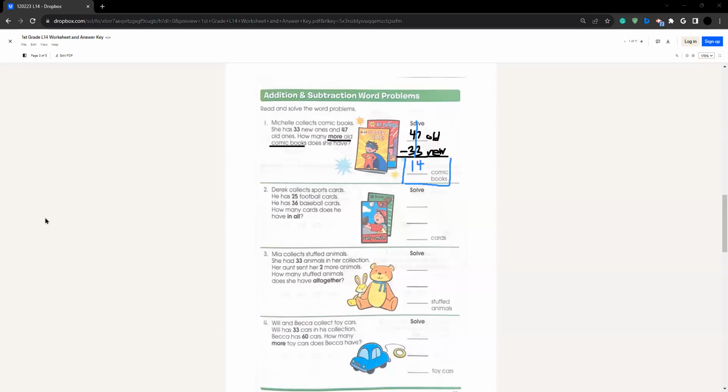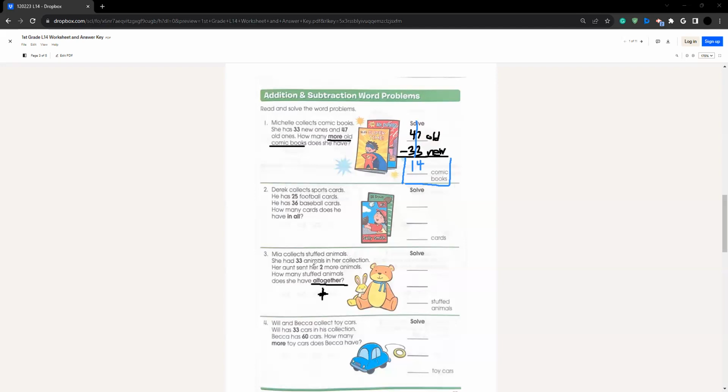Number 3. Mia collects stuffed animals. She had 33 animals in her collection. Her aunt sent her 2 more animals. How many stuffed animals does she have all together? All together is a key word that shows us addition.